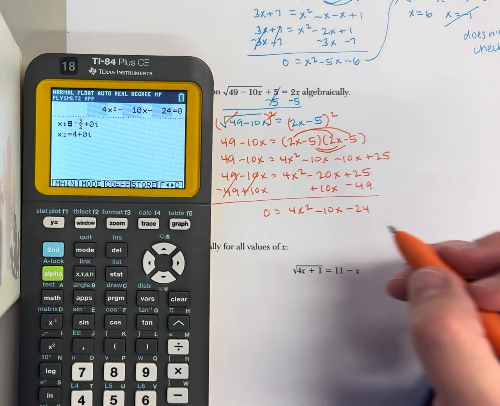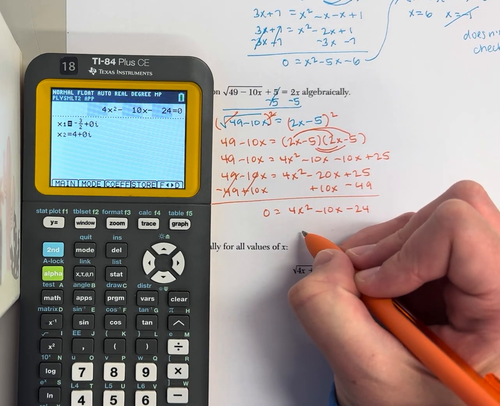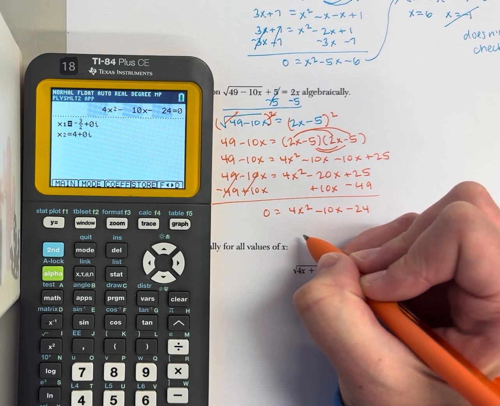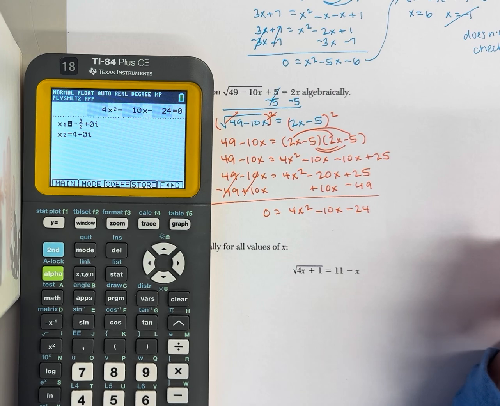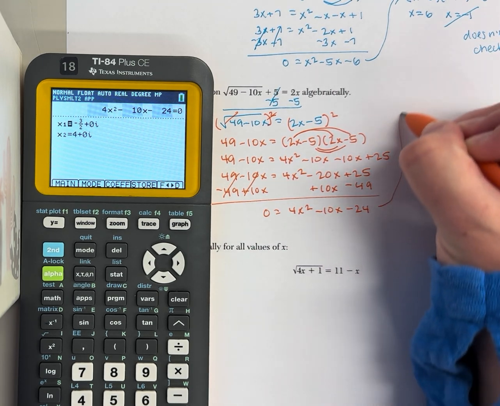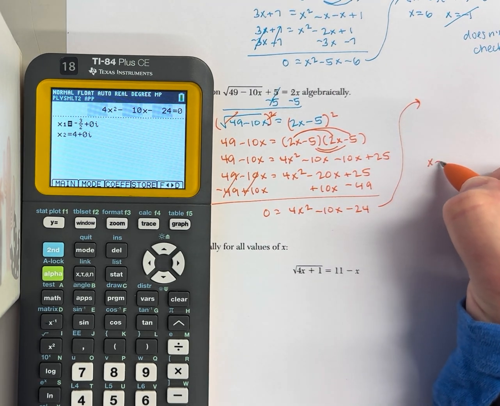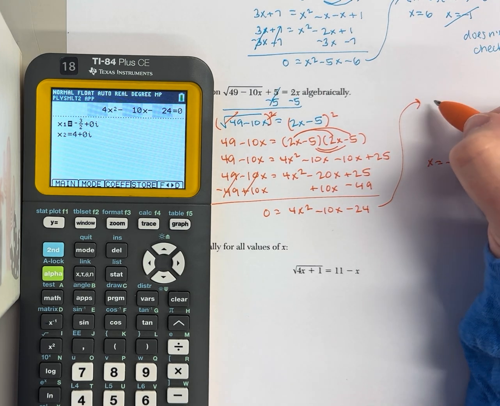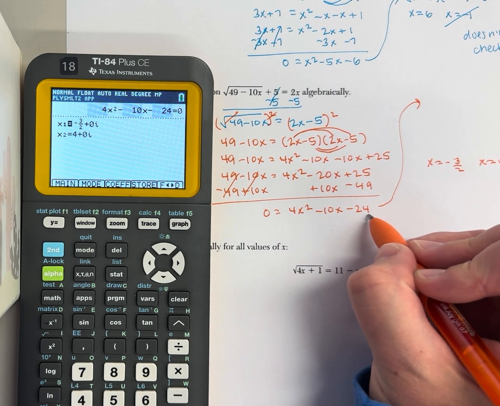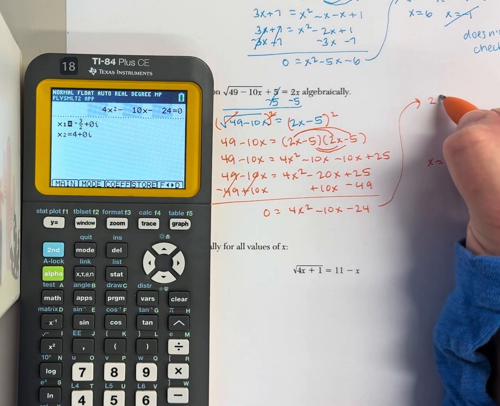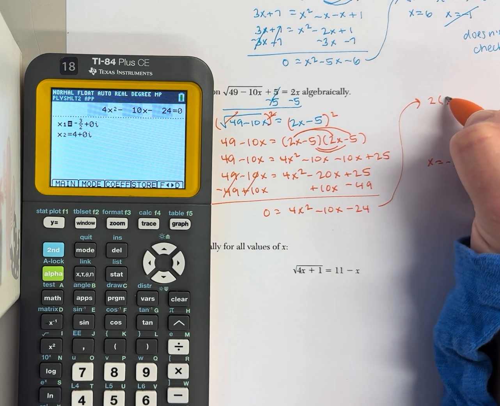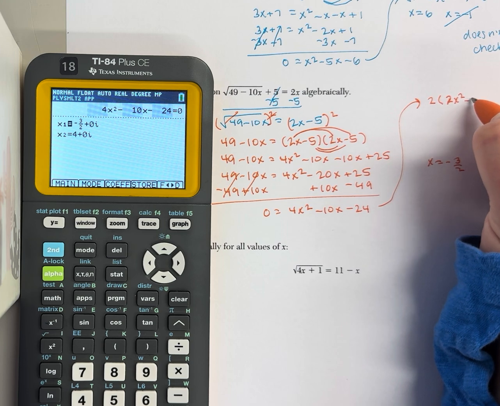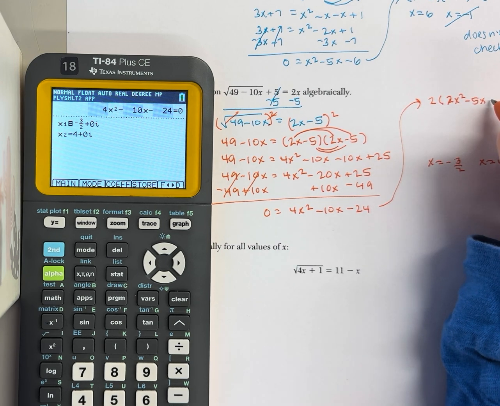But you end up getting answers of x equals negative 3 halves. All right. So we get answers of x equals negative 3 halves and x equals 4. So how did this come about? First, there's a GCF of 2 you could take out. And you would have 2 times 2x squared minus 5x minus 12 equals 0.